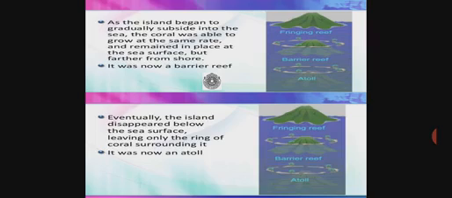And eventually the island disappeared below the sea surface, leaving only the ring of corals surrounding it, and it was now referred to as an atoll reef. So there is a gradual transformation of these reefs from fringing to barrier type and barrier to atoll type.